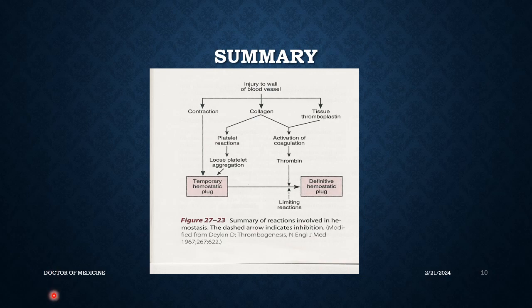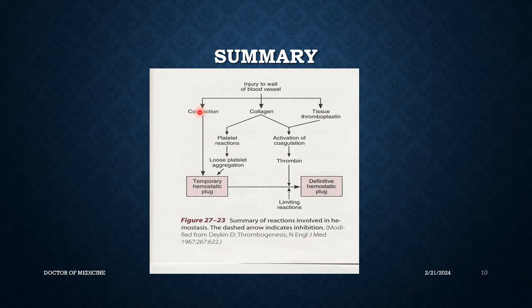Right. So a brief summary of what happens. So we have an injury to a blood vessel. So an injury to a blood vessel will result in the following. So collagen fibers will be exposed. So contact between the blood and the collagen fibers will result in a couple of platelet reactions. So we have platelet adhesion, we have platelet activation, resulting in platelet aggregation, which ends as the formation of a platelet plaque.